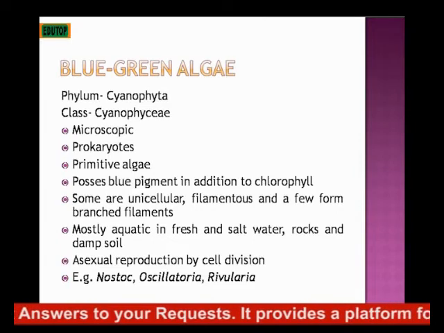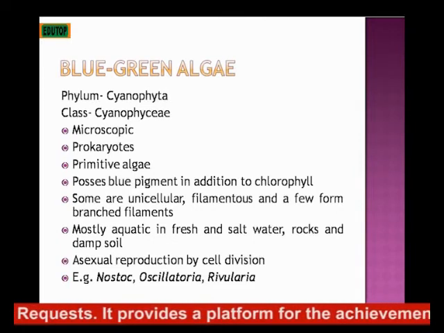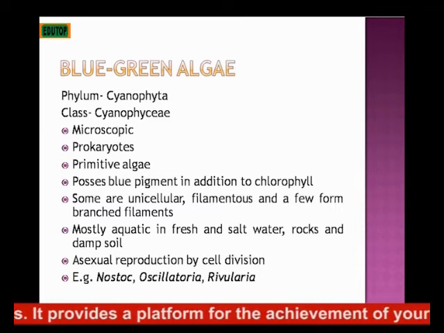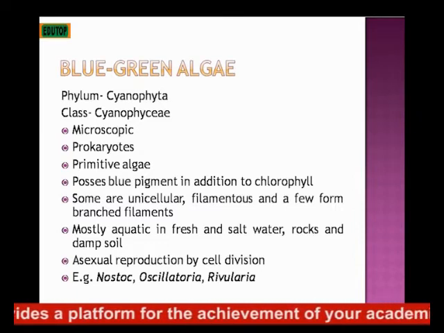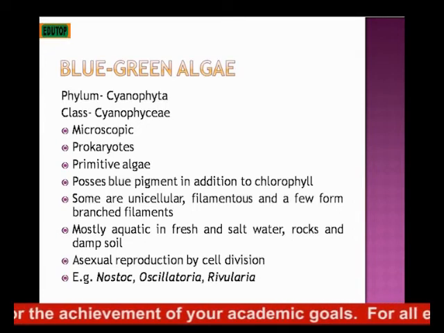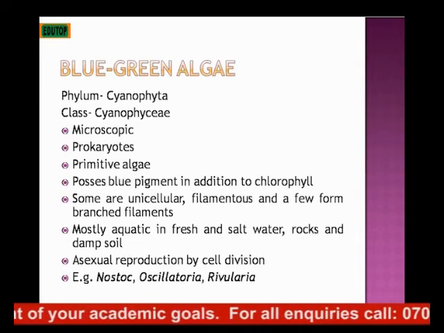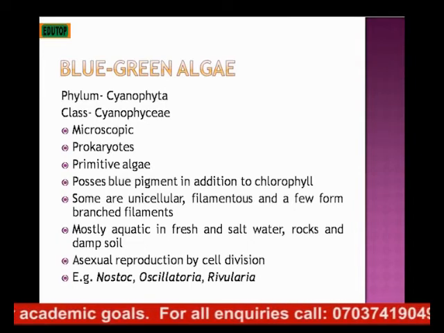Then they are also prokaryotes. That is, they have the prokaryotic cell. We talked about the characteristics of the prokaryotic cell. Then they are the primitive algae. I explained what primitive meant the other time. That is, they are the ones that evolved first. Prokaryotes are primitive, so you expect the blue-green algae to be a primitive algae.